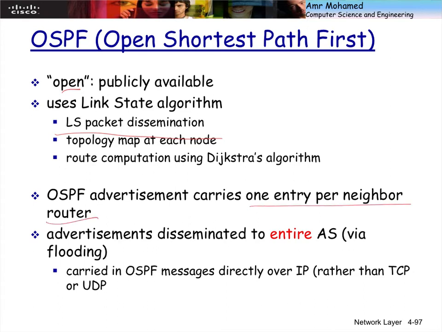OSPF advertisement carries one entry per neighbor, and each link state packet will have at least the link state for one edge, and it sends it by flooding to the entire network. Advertisement here is disseminated in the entire autonomous system.